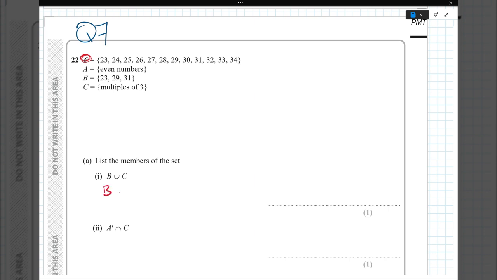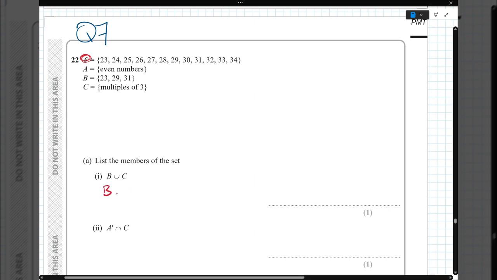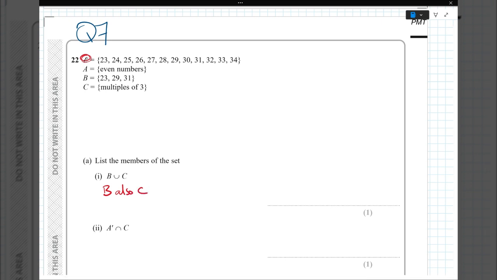So this is B, B also C, I'm going to say. The union, bringing it together. So B is 23. 24 is a multiple of 3. 27 is a multiple of 3. 29, 30, 31, 33. Done.